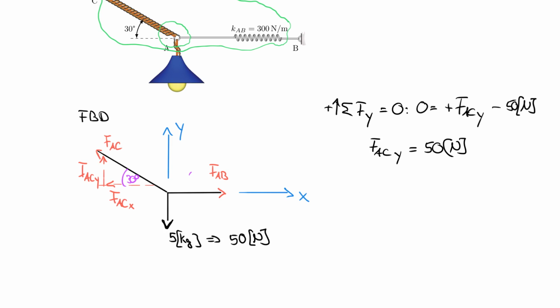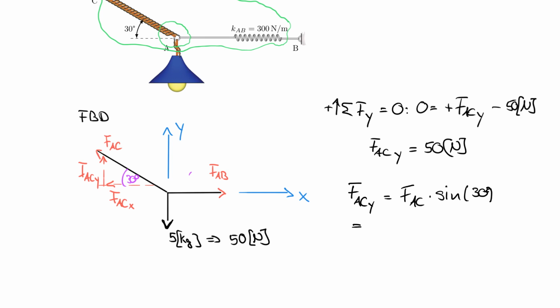Now, if I know that, I know everything else already, right? So now that I know this one, I can, of course, use my 30 degrees to find the hypotenuse. I can find the horizontal, and once I know that, I can actually find FAB. So let's go through that. FACY is nothing else than FAC multiplied by the sine of 30 degrees.